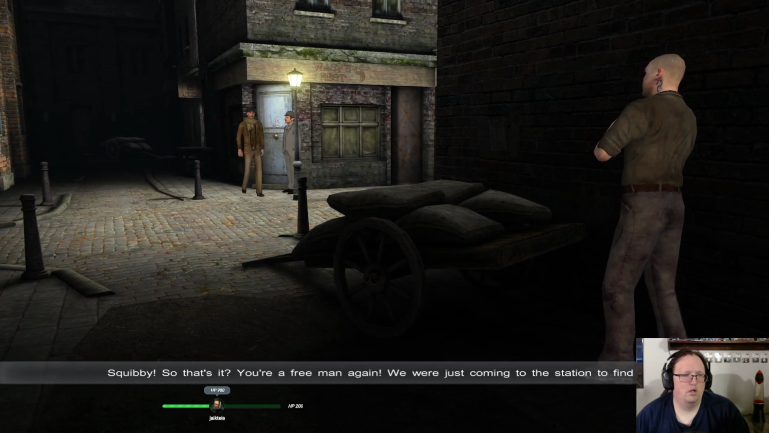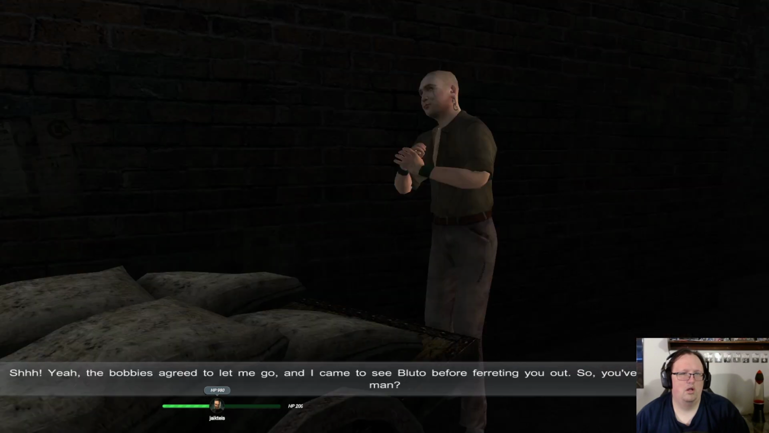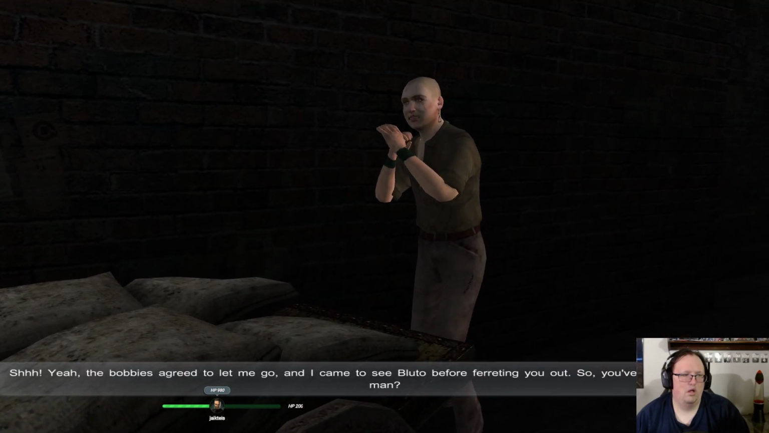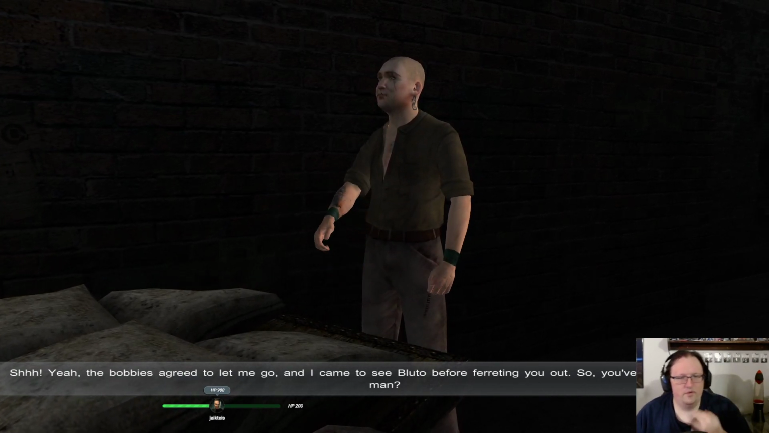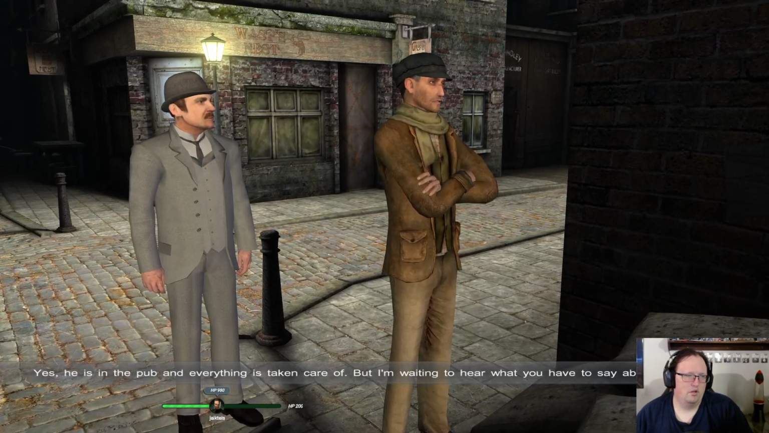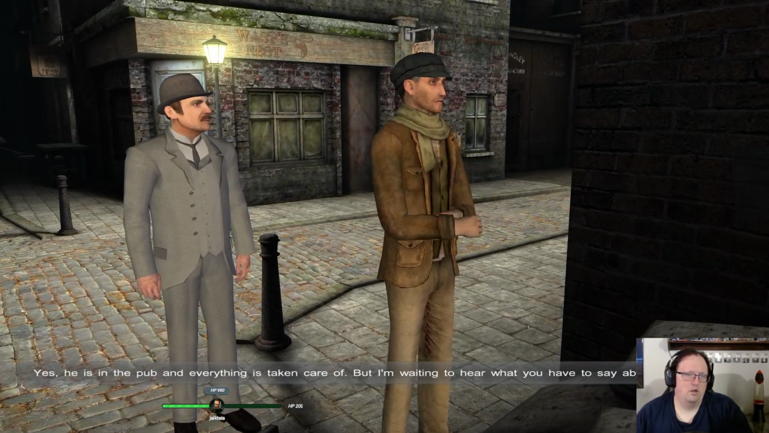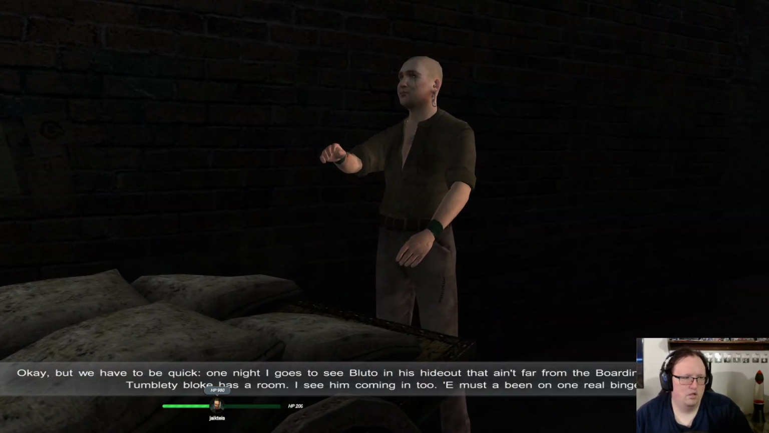Squibby, so that's it. You're a free man again. We were just coming to the station to find you. Yeah, the Bobbies agreed to let me go and I came to see Bluto before ferreting you out. So, you've seen the newspaper man? Yes, he is in the pub and everything is taken care of, but I'm waiting to hear what you have to say about Dr. Tumblety. Okay, but we have to be quick.